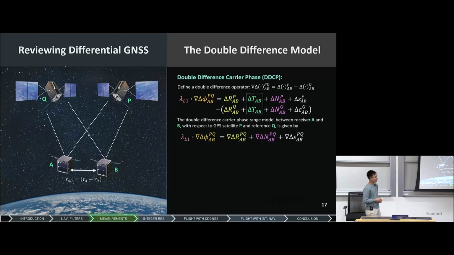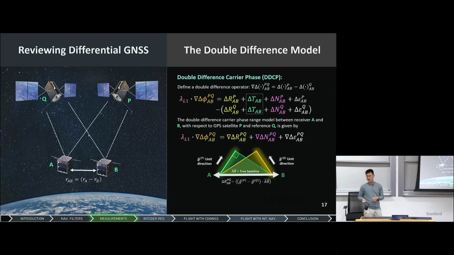Now your double difference model has, and this is denoted by a nabla delta, a double difference measurement that is just a linear combination of your observations. They're like readings that you readily can access. And you realize that the only nuisance parameter that you don't know offhand is this double difference integer ambiguity.